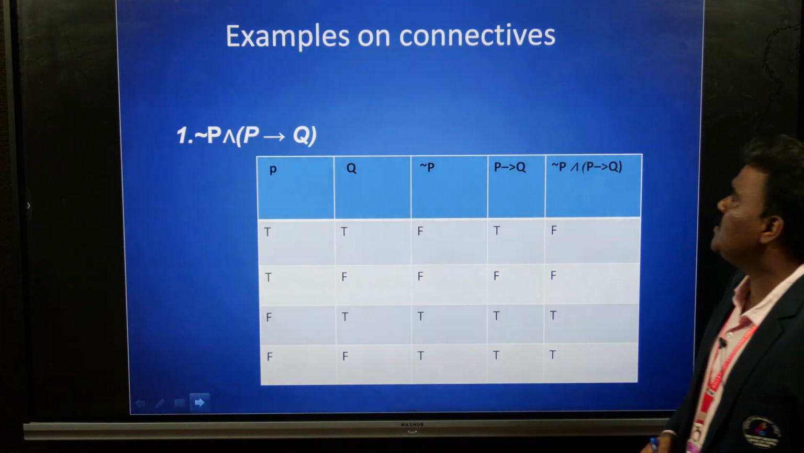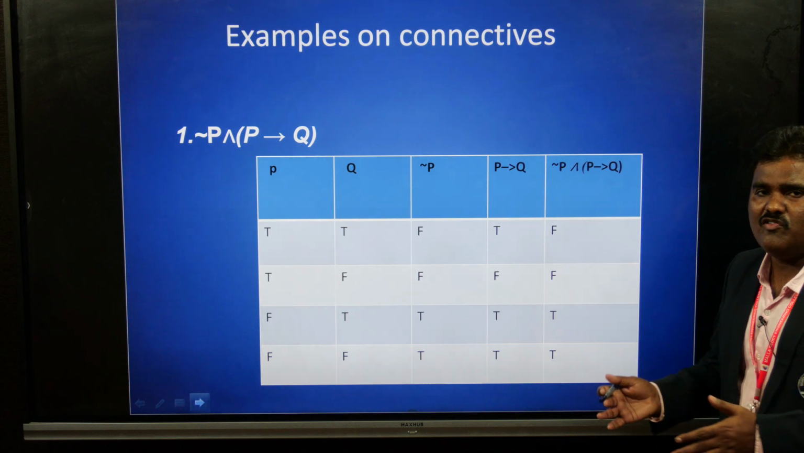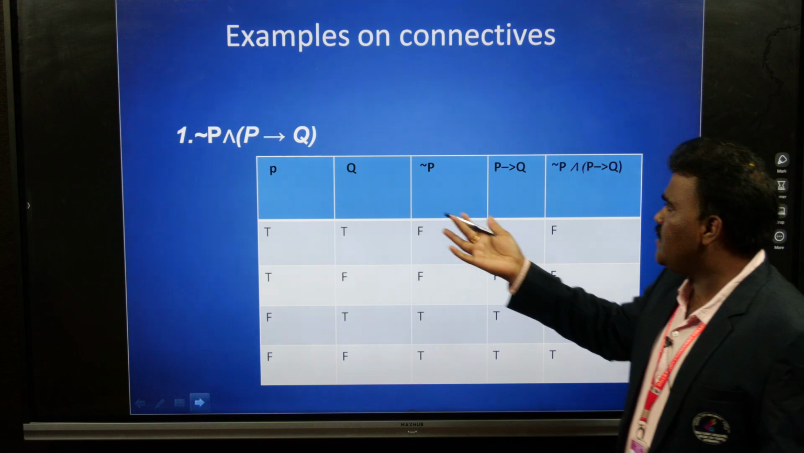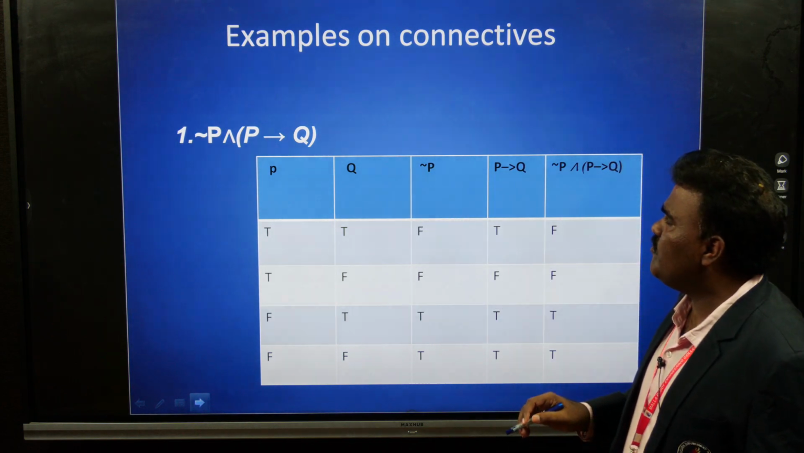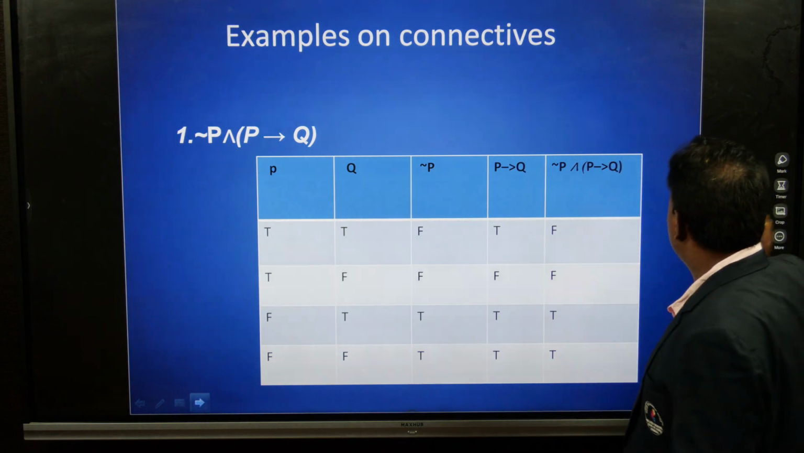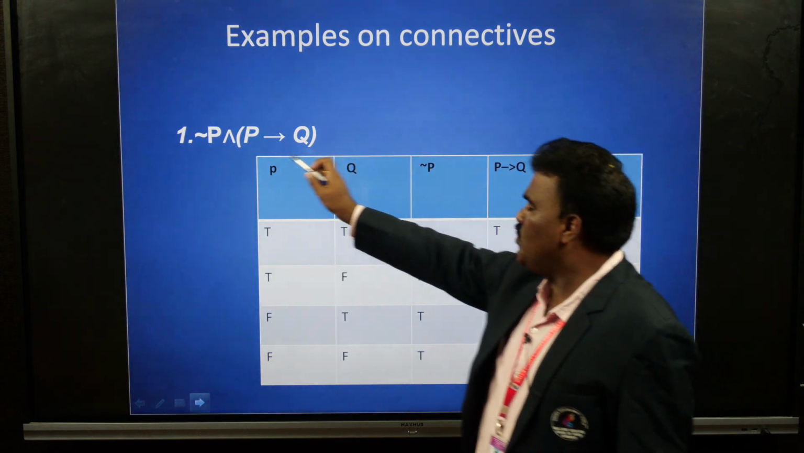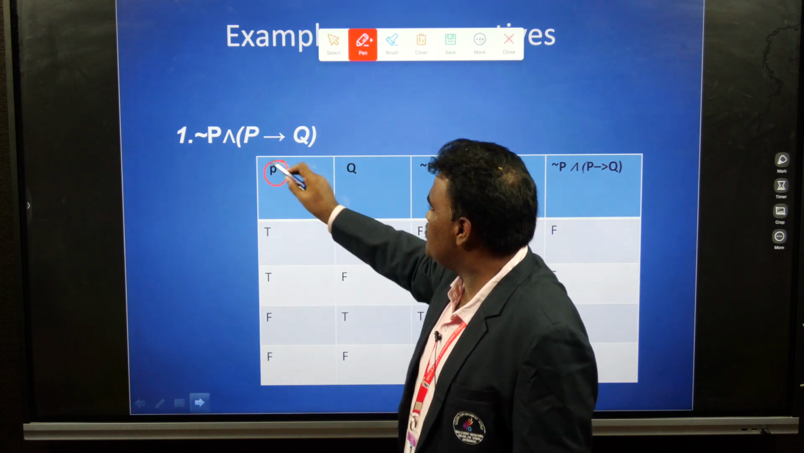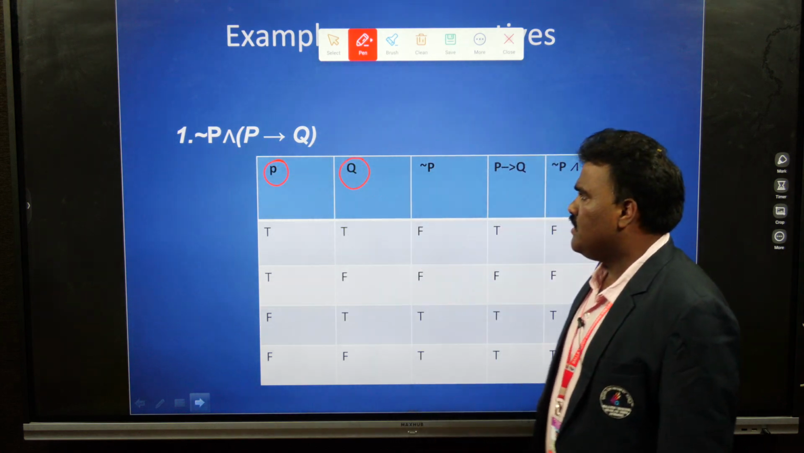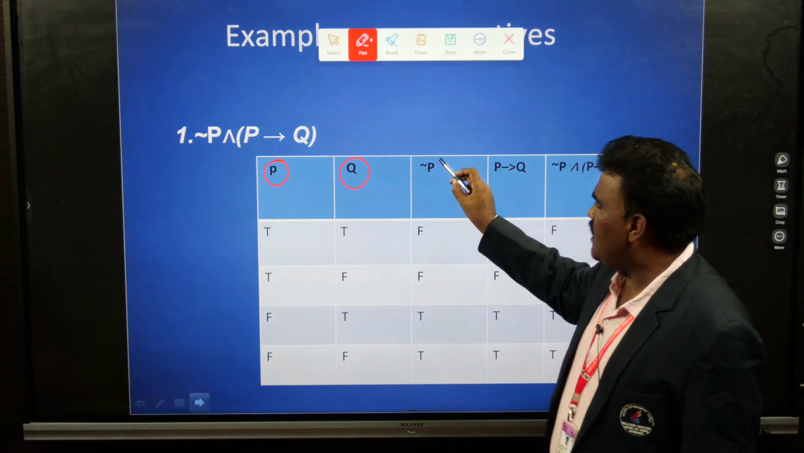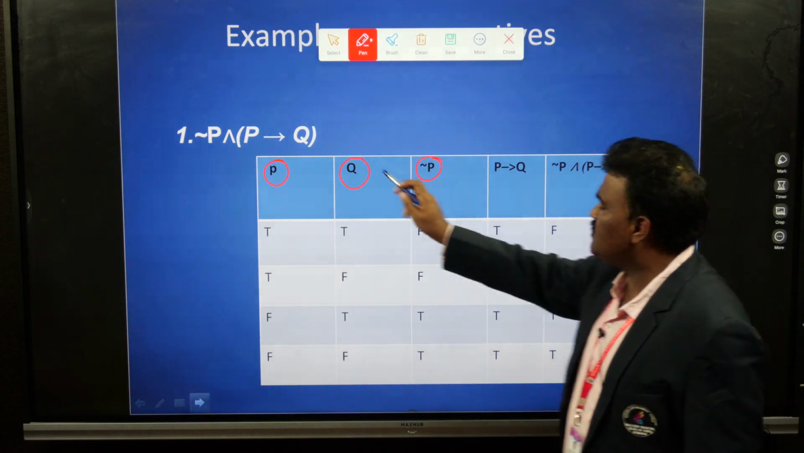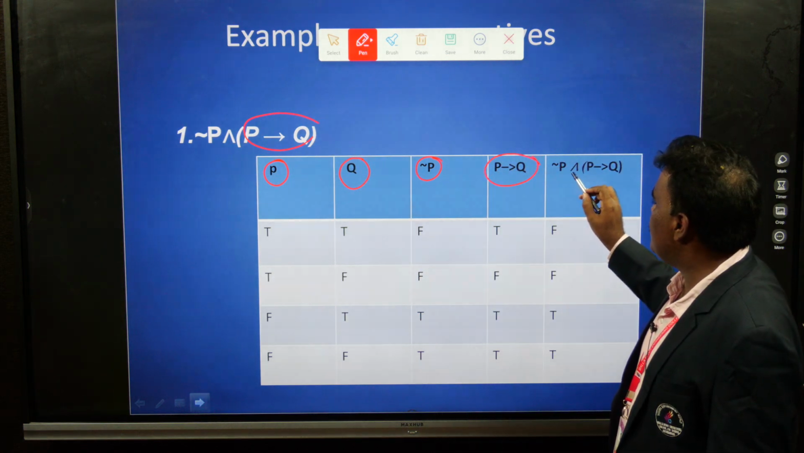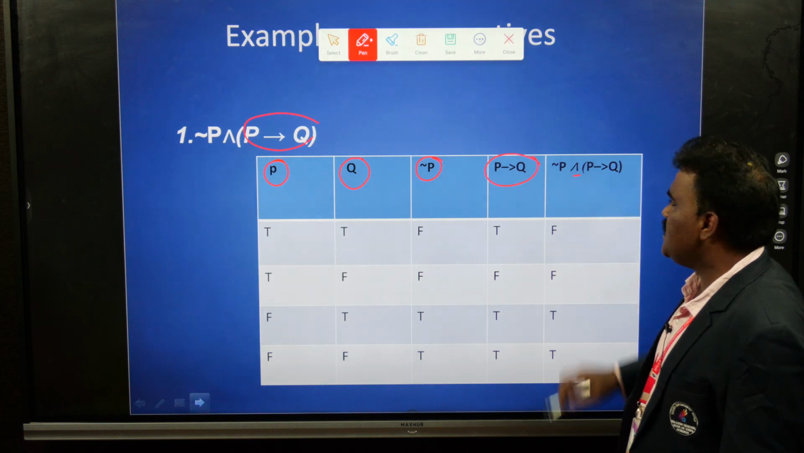Next we will see some examples on connectives, how we do it with the help of all the statements we have discussed till now. We have a formula: negation of P and P implies Q. Here we have two variables, P and Q. We have negation P, the next statement is P implies Q, and the final one is negation of P AND P implies Q.